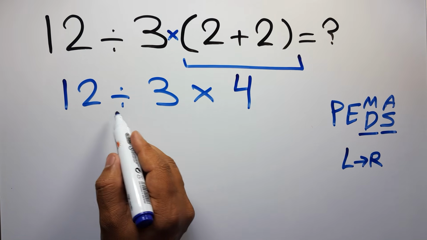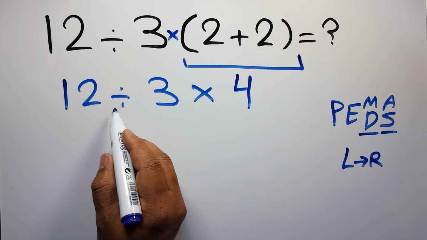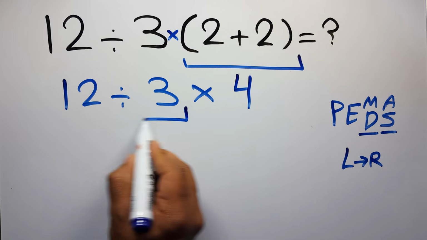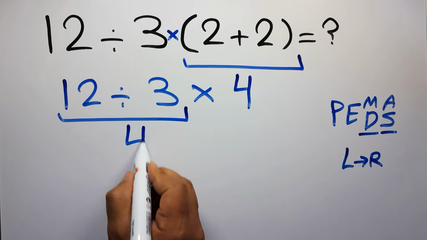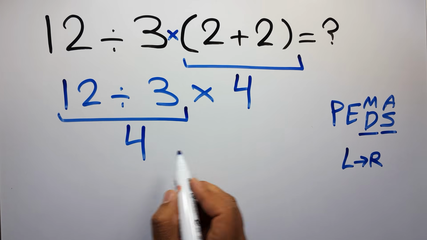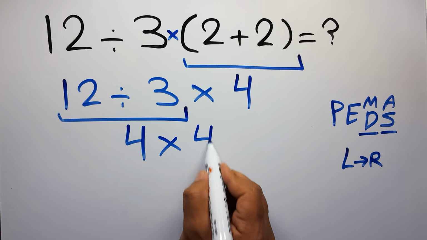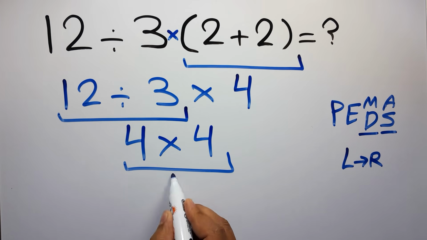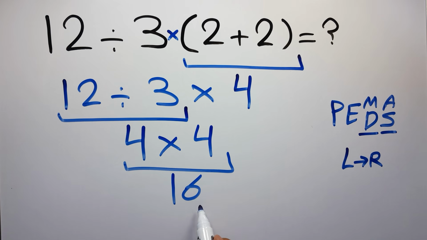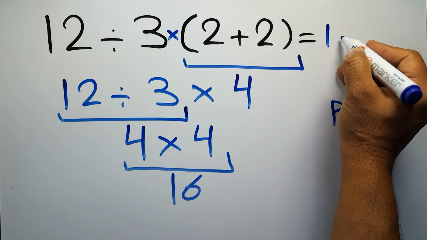So here, first we have to do this division. 12 divided by 3 gives us 4. So we have 4 times 4, which equals 16. And this is our final answer to this problem. The correct answer is 16.